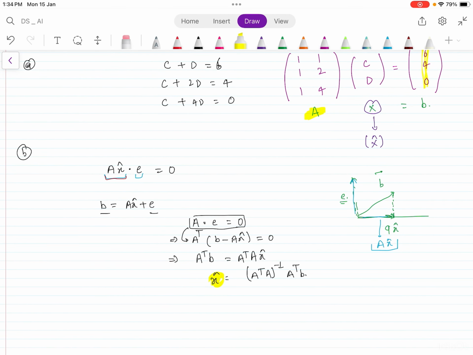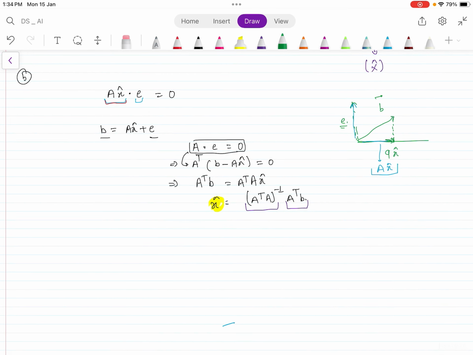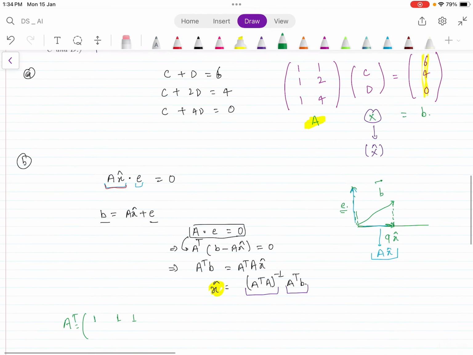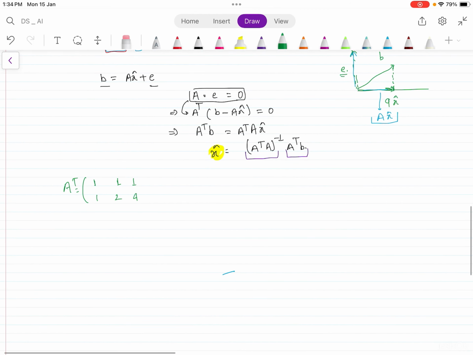To find that, we need to calculate these things. Let's do that. So a transpose will be 1 1 1 and 1 2 4, and a is 1 1 1 and 1 2 4. We can do the multiplication, so that will be 3 and 7 and 7 and 16 plus 4 is 20 plus 1 is 21.